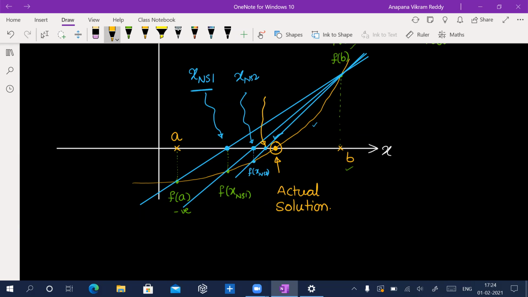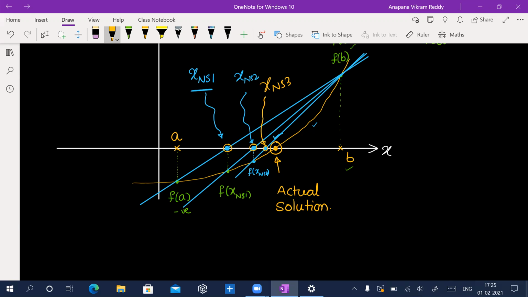So are we moving towards a solution now? Yes, right? These are false positions. False position 1, false position 2, false position 3. By means of false positions, we are moving to the actual solution. So that's the beauty. Are you able to understand this? Yes, sir. Likewise also we can go.